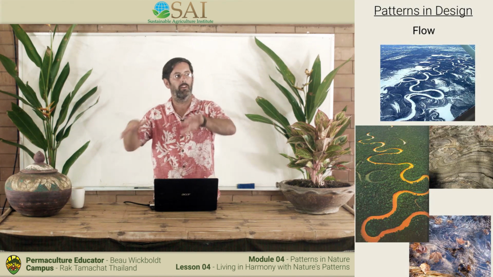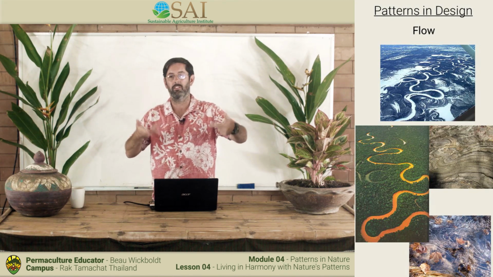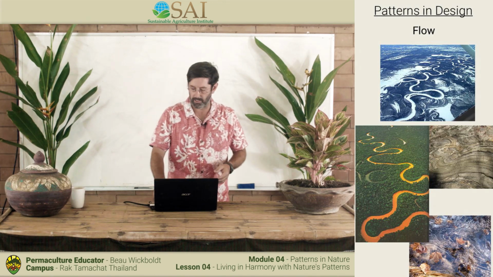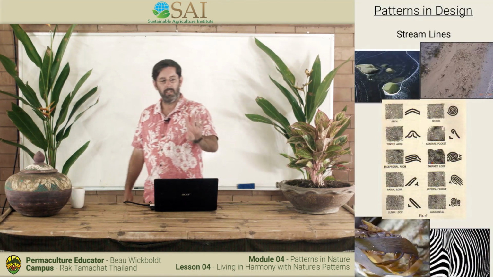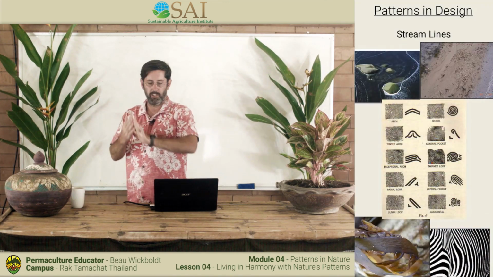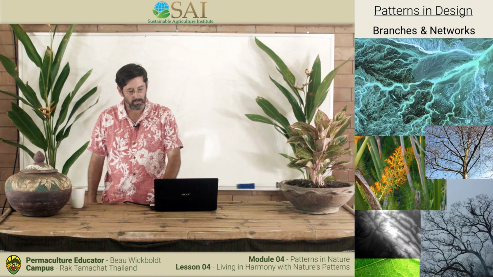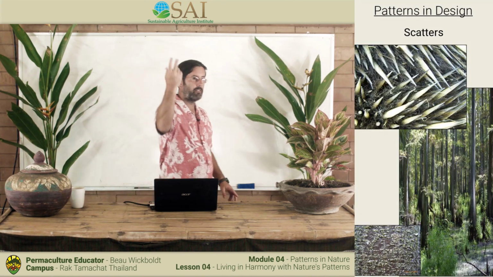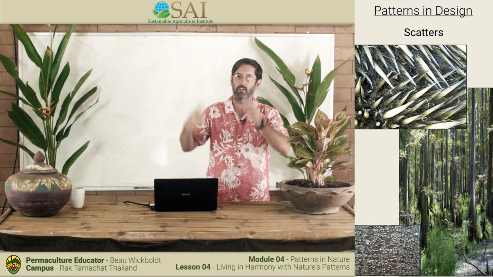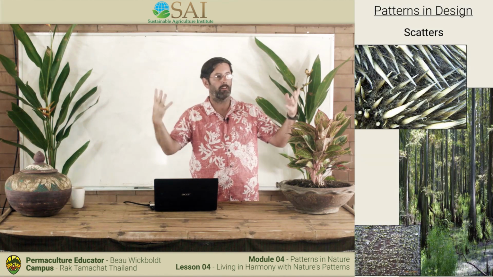Flow down a hillside, slowing it down, increasing the yield of the particular agriculture that you might try. Lots of streamlines. We can see them imparted on our fingertips, on animals. Lots of branches and networks all over. Pretty cool. Scatters is another pattern. Okay, we can see upward projections. Bamboo would be a scatter pattern.